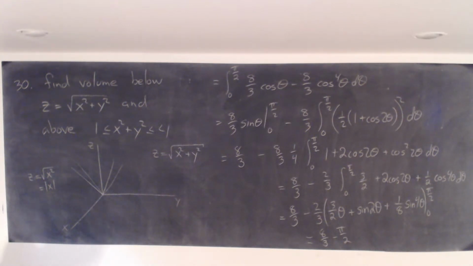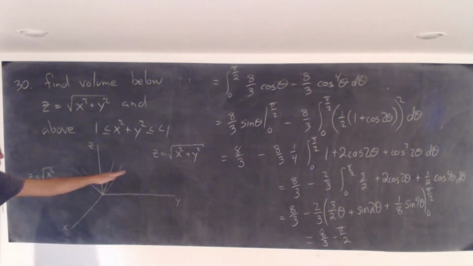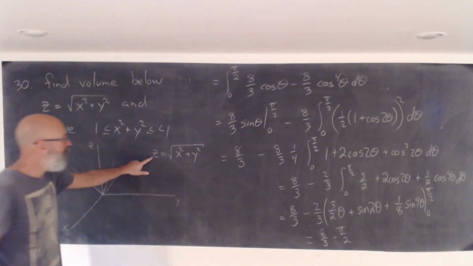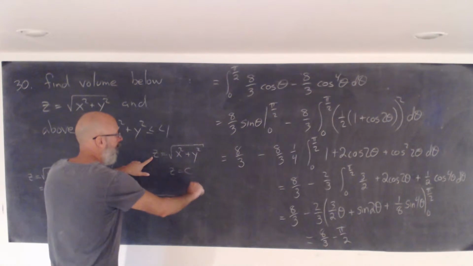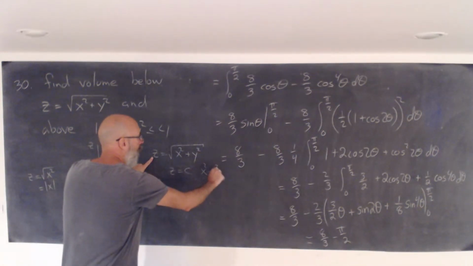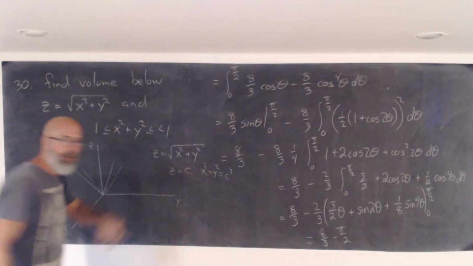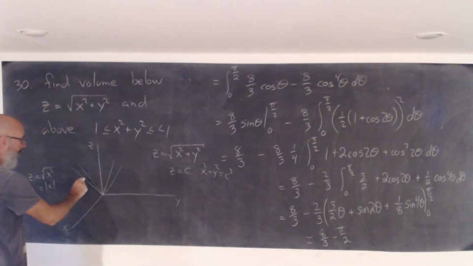And then we put everything together by looking at level curves. What happens if you slice? If z is c, you have x squared plus y squared is equal to c squared. So you put everything together with circles.